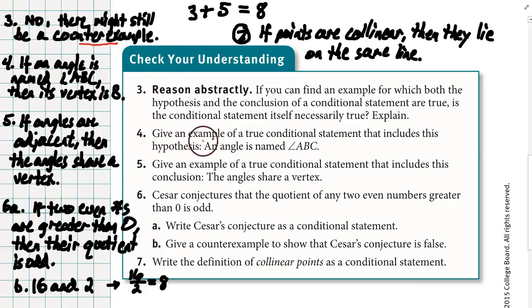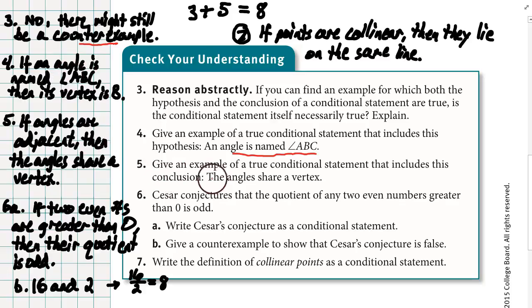Number 4, give an example of a true statement that includes this hypothesis. An angle is named angle ABC. So I want that phrase to start my sentence. Here's a possible answer. If an angle is named angle ABC, then its vertex is B. This is a true sentence.